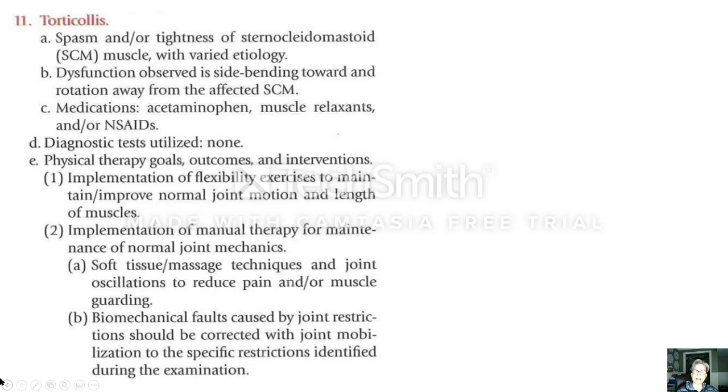Physical therapy goals, outcomes, and interventions include flexibility exercises, manual therapy, soft tissue massage techniques, joint oscillations to reduce pain and/or muscle guarding. Biomechanical faults caused by joint restrictions should be corrected with joint mobilization to the specific restrictions identified during the examination.